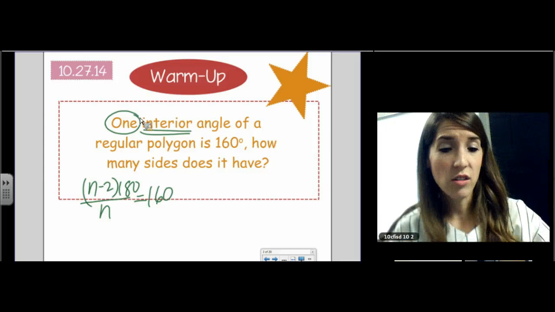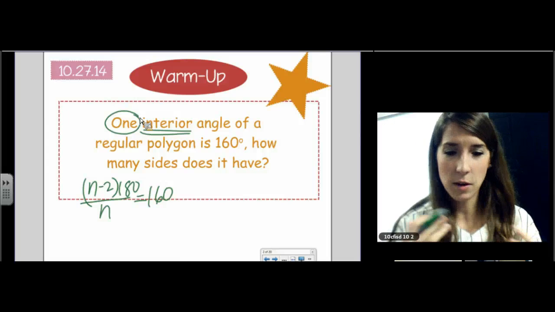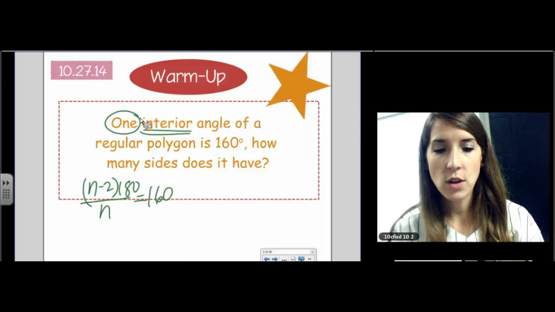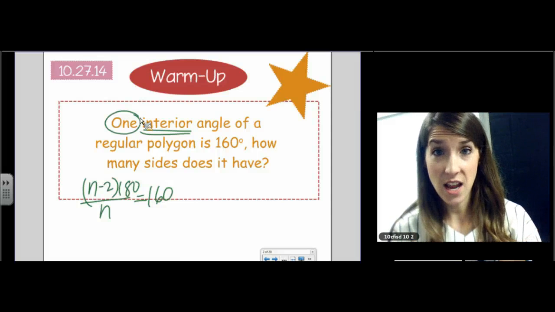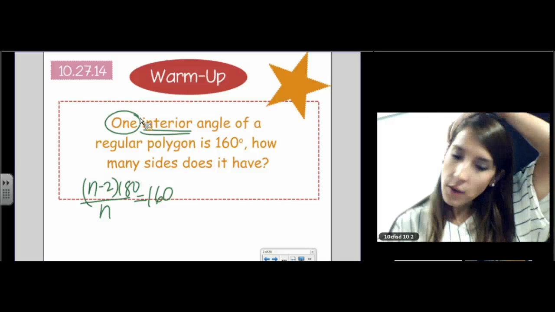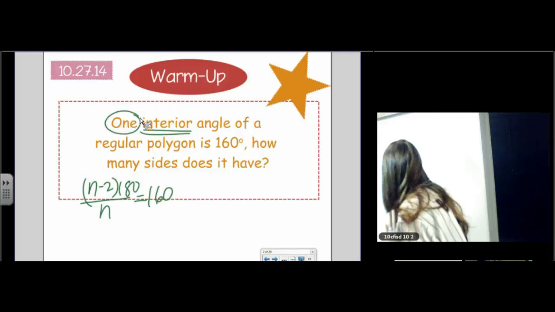And those of you who are great at algebra and like puzzles like this where you're trying to solve for n, then you can go for it. You can solve for n. But those of you who struggle with isolating n in this problem, I would work in the exterior instead of working in the interior.